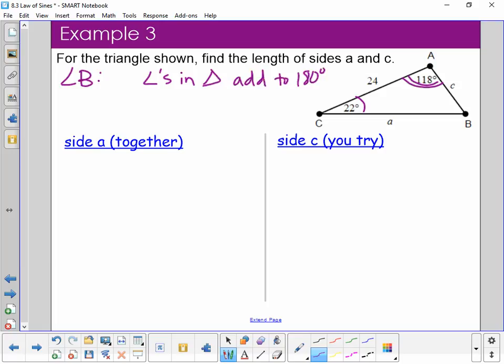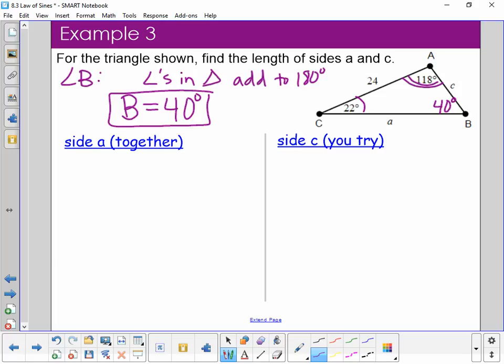So if we find angle B by just subtracting those other two angles, 180 minus 118 minus 22, we find that angle B is 40 degrees. I'm going to add that to my drawing. Okay, so now we can find side A.